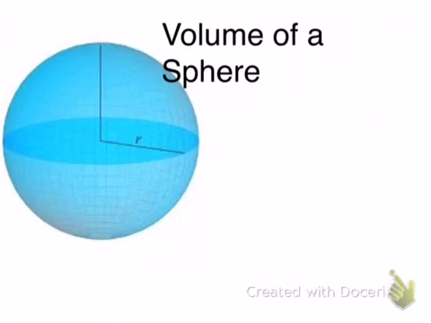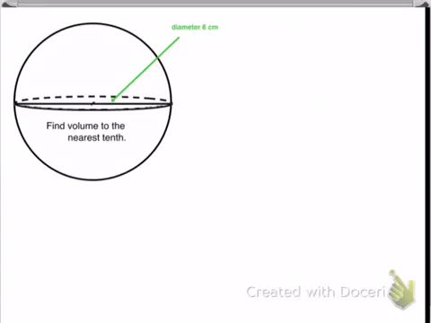When we want to find the volume of a sphere, we're going to use the formula of 4/3 pi r cubed. So our volume is equal to 4/3 pi r cubed. Now let's look at trying to put that to some good use.